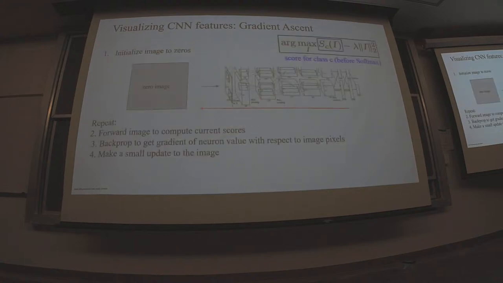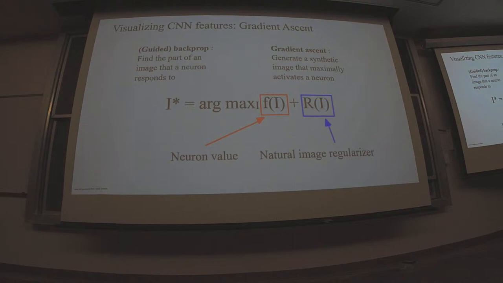So the process here is that... Can you go back one slide? Shouldn't it be minus the regularization term? Because if you go forward one slide, it's minus. Because you're maximizing. Because in this case, you'd be maximizing the regularizer too.